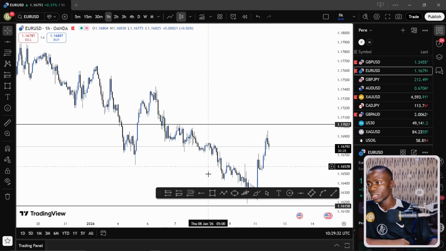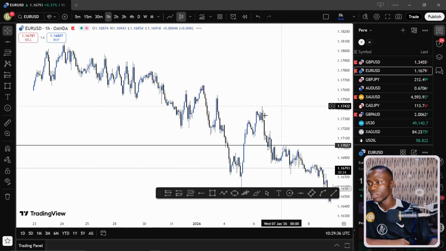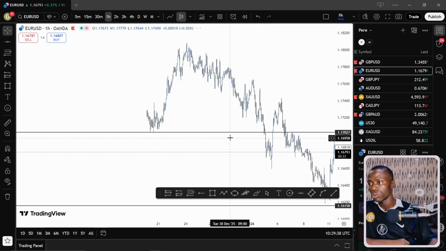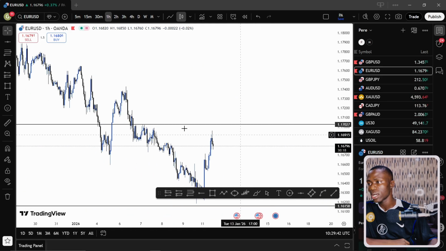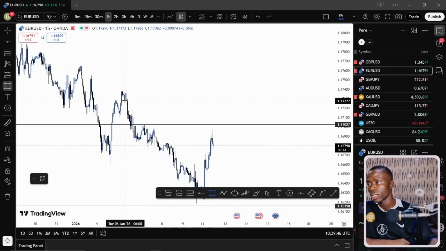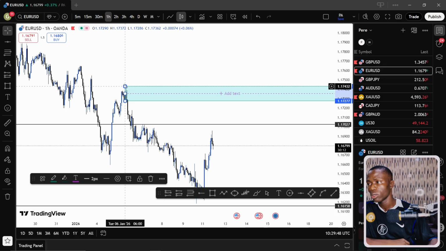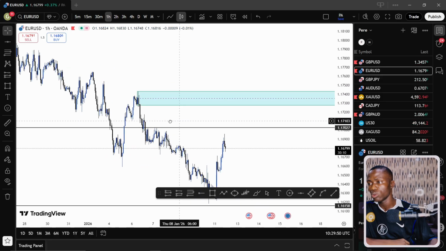Now looking at the 1-hour time frame here, we can't really have any vivid order block, so we're looking for a 1-hour order block which we did not get around here, and the only other block we have here is just this one at the top here. This is the only other block that is active here on Euro USD.